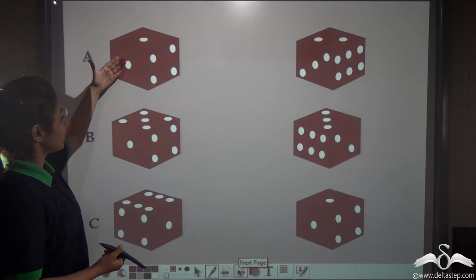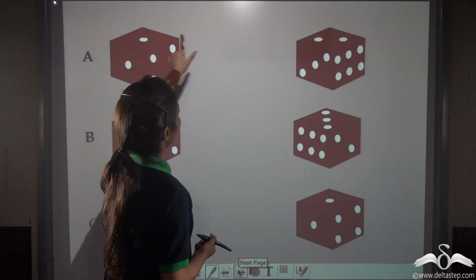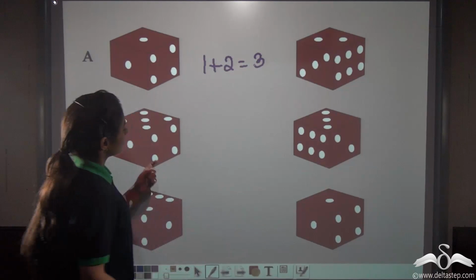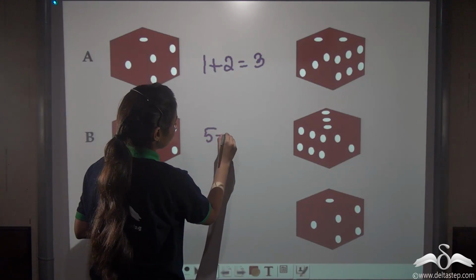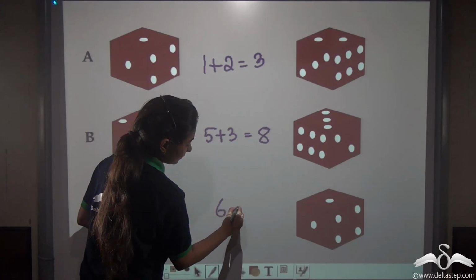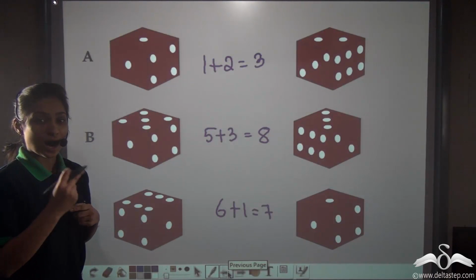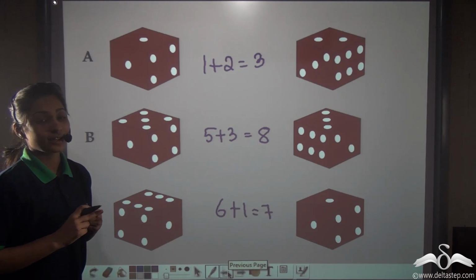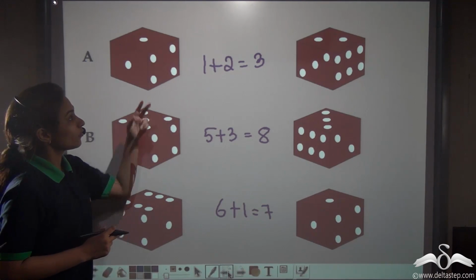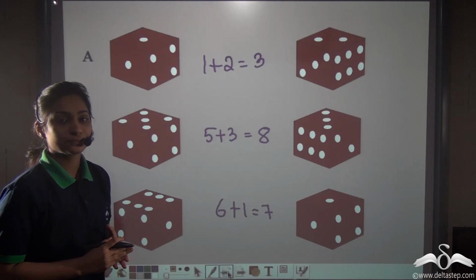So you could see that these were the three chances when the game was played. This is what? 1 plus 2, 3. This is 5 plus 3, 8. And this is 6 plus 1, 7. And the game was actually 7 up, 7 down, or 7. That is greater than 7, less than 7, or equal to 7. So tell me which of these represents inequality and which of these represents equality?